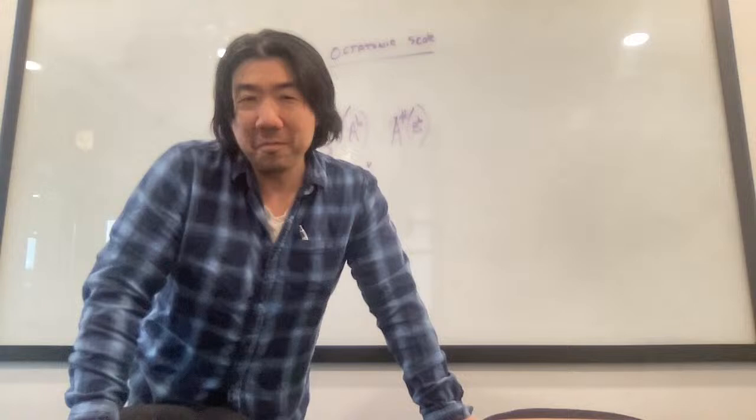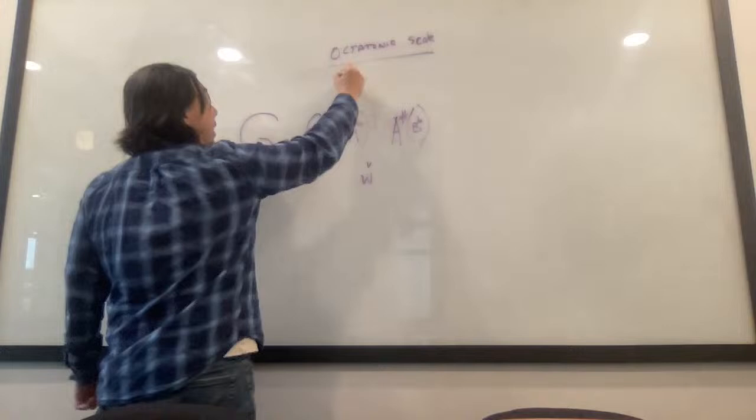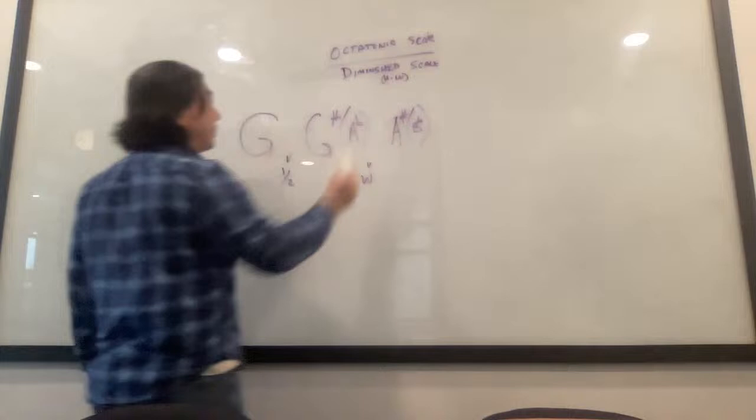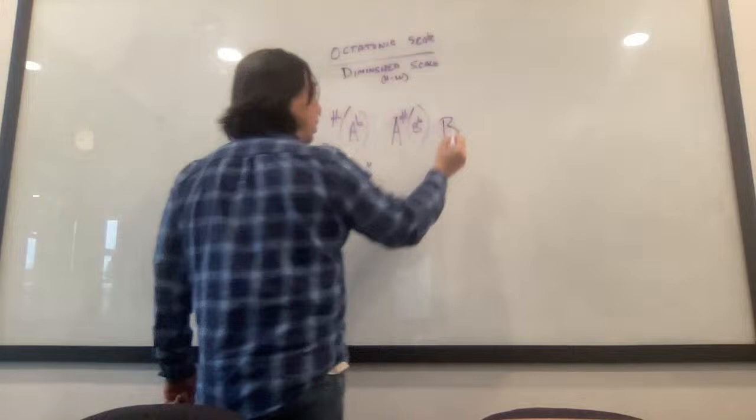This is the half whole diminished scale. And these days, jazzers will just call it the diminished scale. To be specific, what we're talking about today is a half whole. So we've got a half step and a whole step. Now we need another half step. It's just going to be a B natural. And yeah, we'll probably use an enharmonic note of C flat later, but I won't write that.